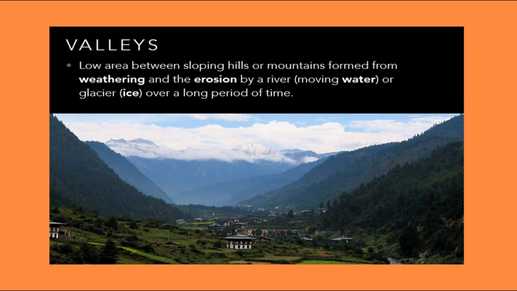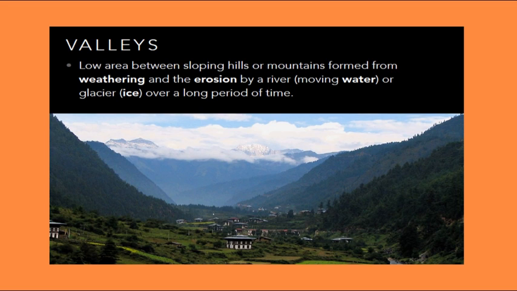Valleys. Okay, now canyons have real steep sides. You can kind of walk through them and everything. Valleys, as you can see, you can almost kind of live in between them. They're the low-lying areas in between sloping hills or mountains. So as the mountain comes down and before a different one starts up, that's the valley. And weathering and erosion by a river or moving water or a glacier over a long period of time form these valleys.